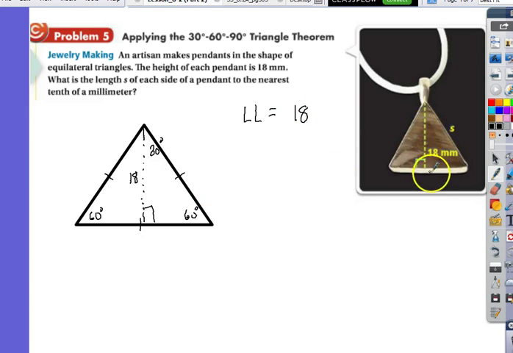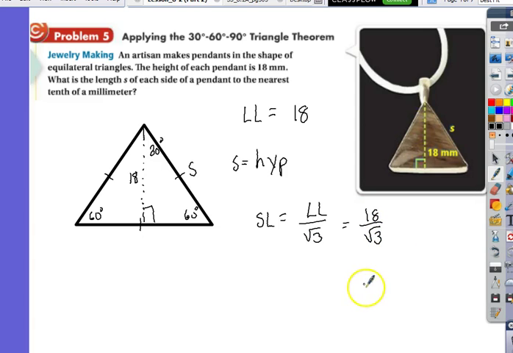And I'm asked for S. What is S equal to? Is it the shorter leg or the hypotenuse? It's the hypotenuse. So in finding the hypotenuse and knowing the longer leg, what's the first thing I need to do? I need to find the shorter leg. So the shorter leg is going to equal 18 over root 3, the longer leg divided by root 3.